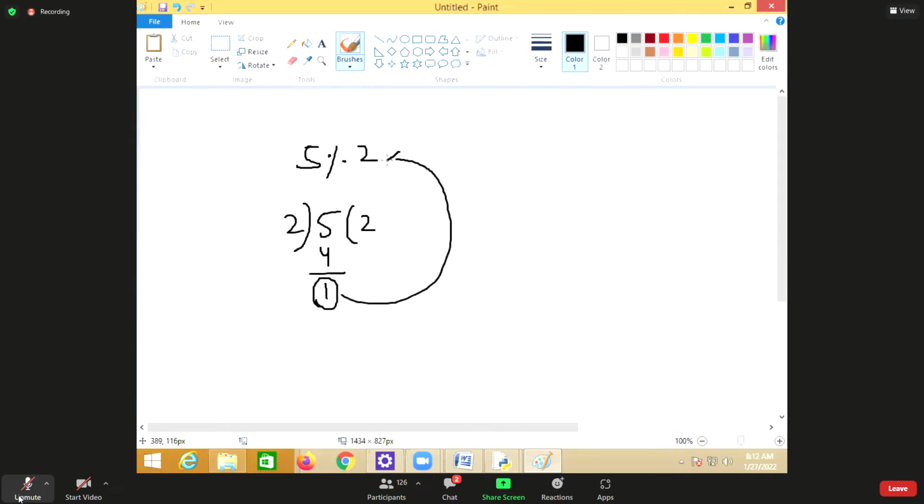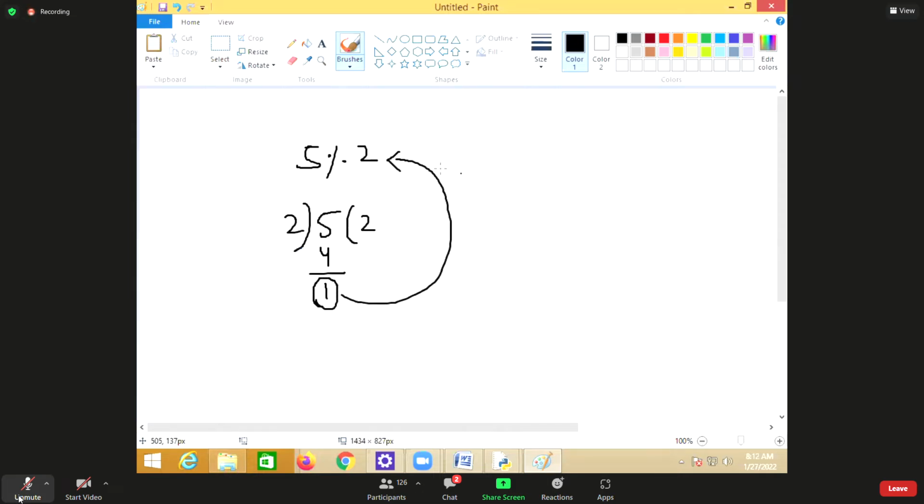For example, this is to find out the remainder. There is a number called 5. 5 mod 2. So divide 5 by 2. How many times? 2 times. And what is the remainder here? 1. So the result is 1.